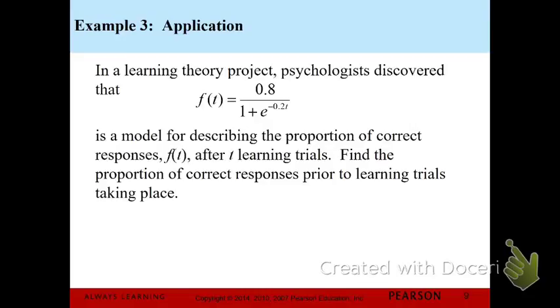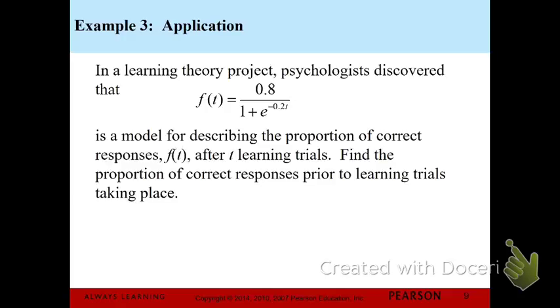This is from a learning theory project. Psychologists discovered that the equation they gave us is a model for describing the proportion of correct responses, F of T, after T learning trials. Find the proportion of correct responses prior to learning trials taking place. So they gave us an equation.